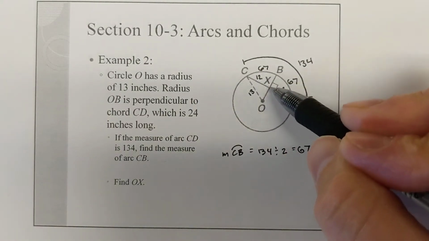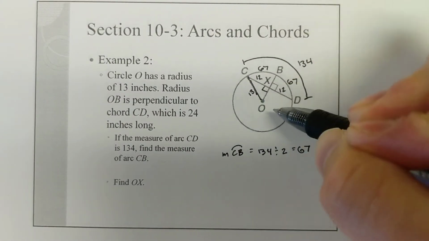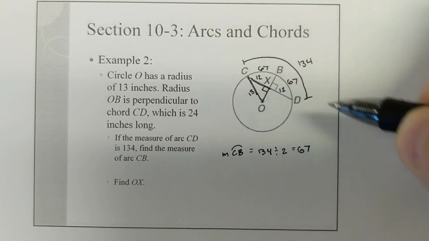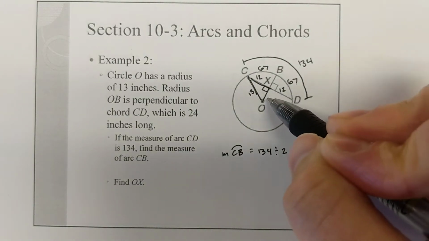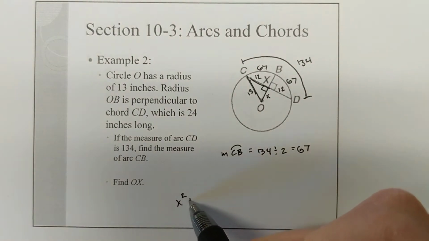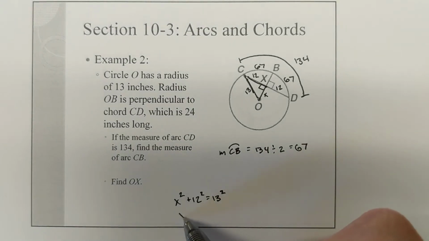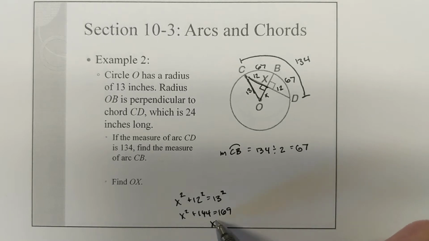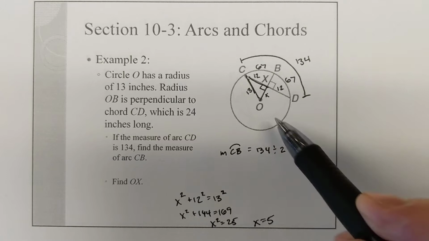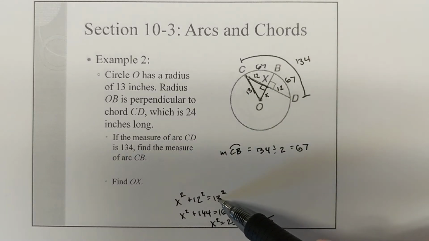Now the last part says find OX. If you look here, I'll draw over it in pen, there, and there, and there makes a right triangle. So now I'm looking for that piece right there. Since it's a right triangle, a squared plus b squared is equal to c squared. So x squared plus 144 is equal to 169. X squared is equal to 25. X is 5. Now when you set up this triangle, the radius is always the value for c. It's always the longest side.